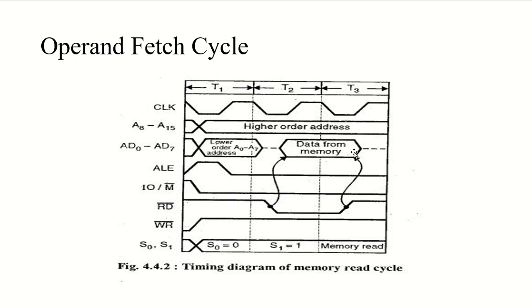In the third state, what will happen? Data from the memory will be transferred to the 8085, and the 8085 will accept this data and transfer it to the internal data bus, and then read will be made high. After that, read will be made high.